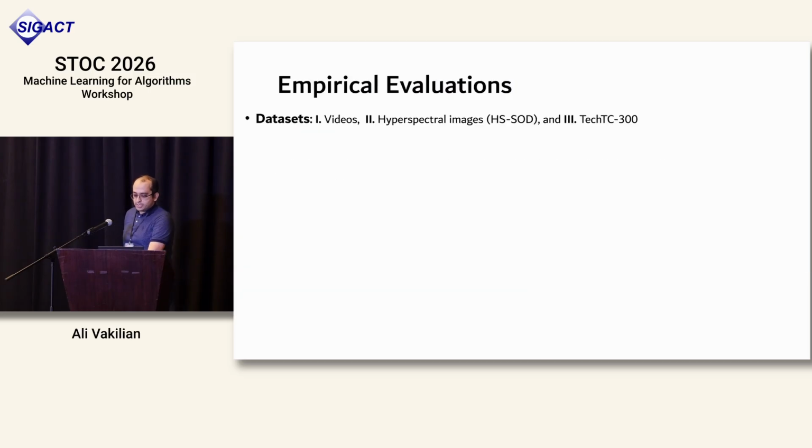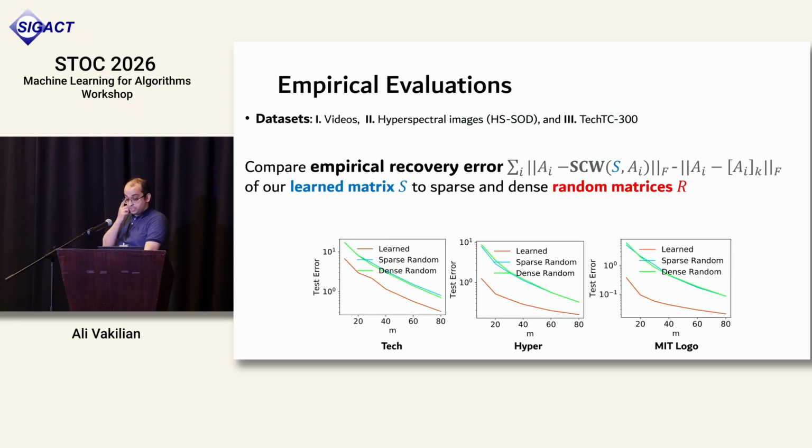But the bottom line is that we show that for the data sets that have a collection of matrices that are relevant, the empirical recovery of this learned sketch is much better than the randomized sketch. And this is not surprising. If they are somewhat related and we are doing some learning, this is what is expected to happen.